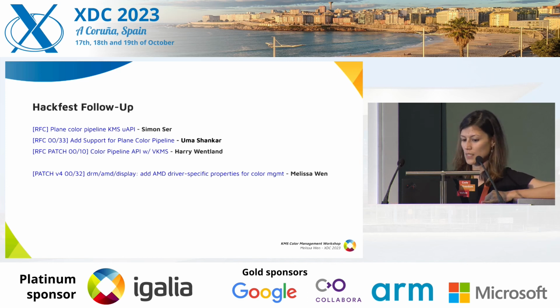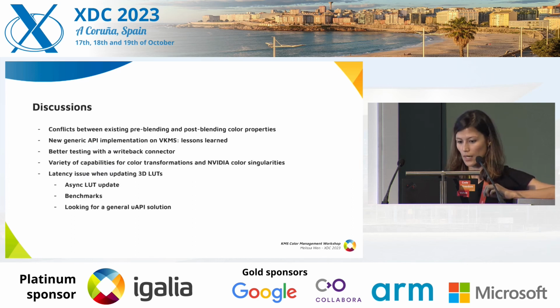So from that meeting and also more discussions that we have in the mailing list, we already advanced on defining and implementing the next generic color management API for the DRM KMS framework, and we decided to start from the pre-blending color pipeline that is in the DRM plane.